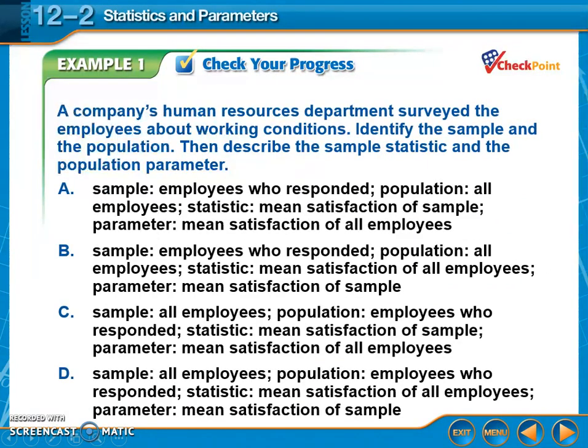Okay, so you guys try this one and see if you can identify the sample, the population, the statistic, and the parameter.